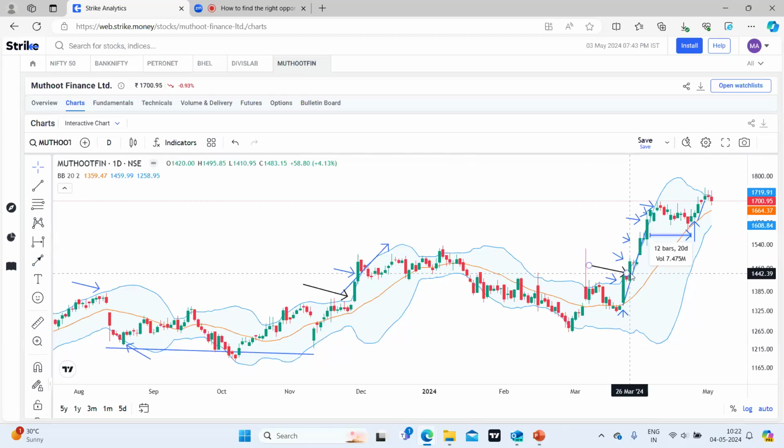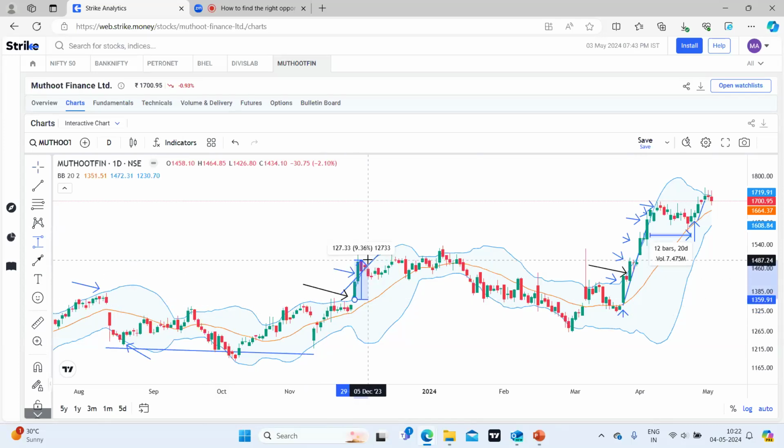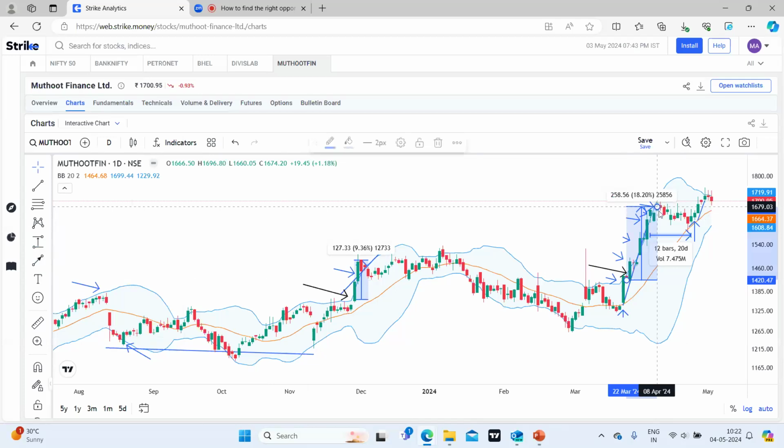So if I make an entry here, I'll buy an option. Supposing an entry was here, it's a 9% move. Supposing an entry was here, it's an 18% move. This is a daily chart, so it is that kind.